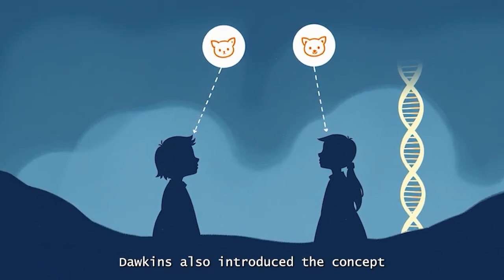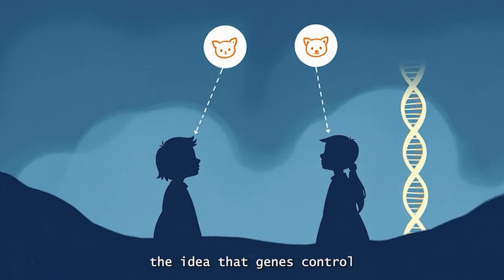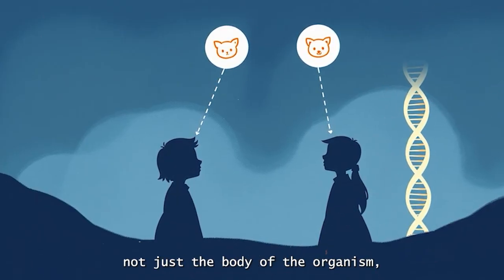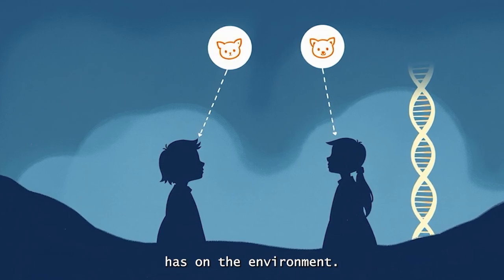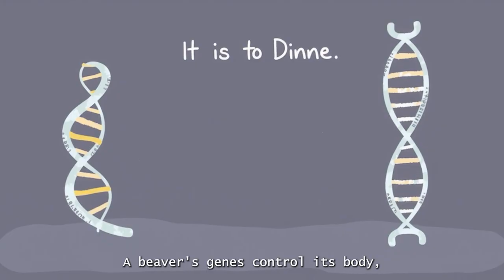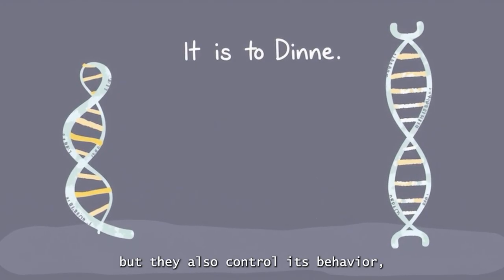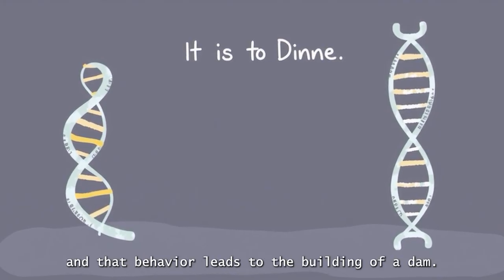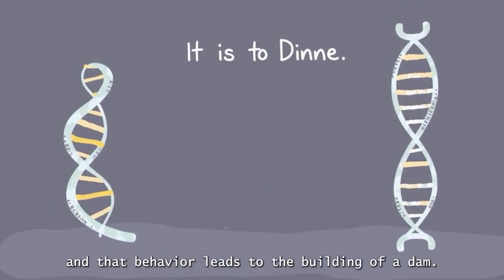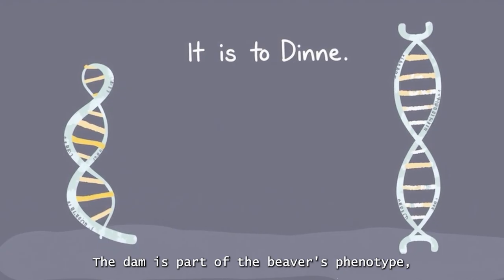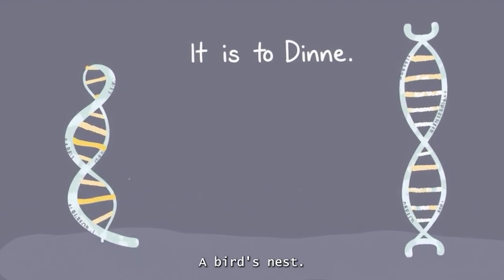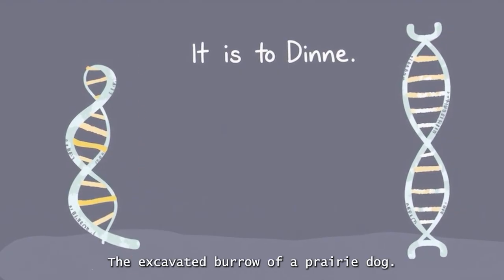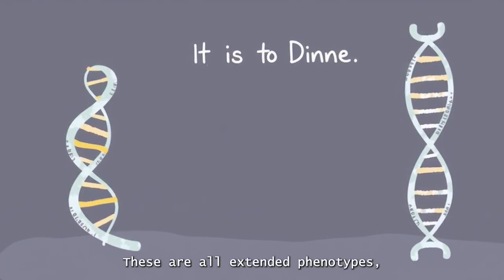Dawkins also introduced the concept of the extended phenotype, the idea that genes control not just the body of the organism, but also the effects that organism has on the environment. A beaver's genes control its body, but they also control its behavior, and that behavior leads to the building of a dam. The dam is part of the beaver's phenotype, the expression of its genes.